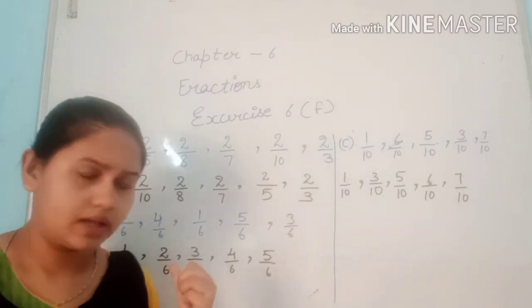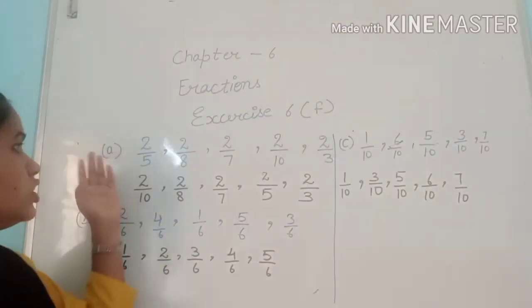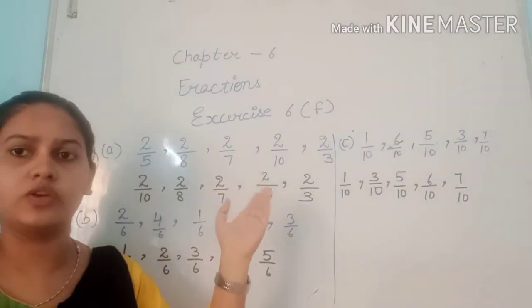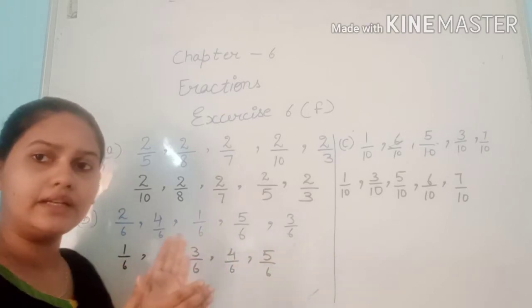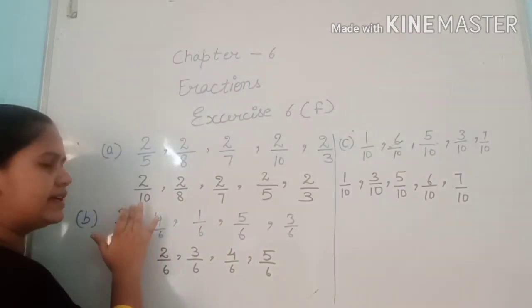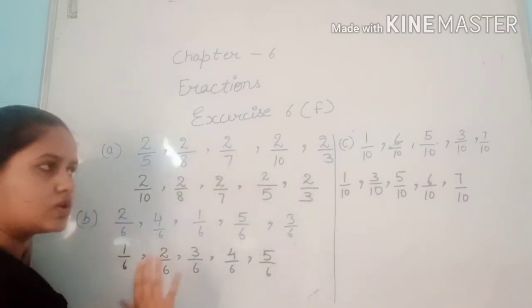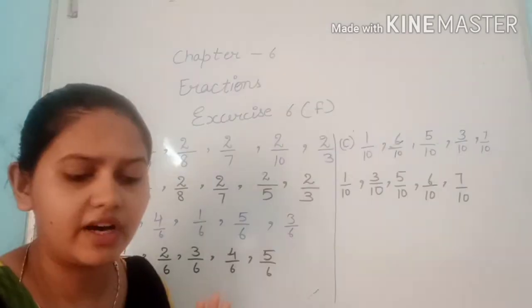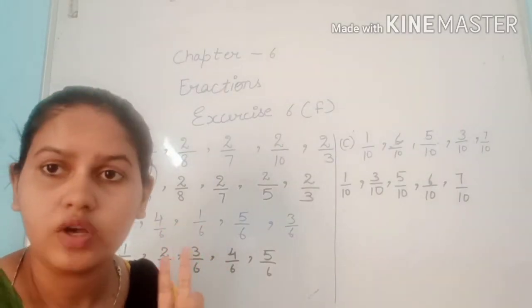So this part is about when the numerator is the same and the denominators are different. Then what we will do is take the greater number in the denominator part, right? 10, 8, 7, 5, 3. So this is the ascending order we have arranged here, which is the second part of exercise F, right?